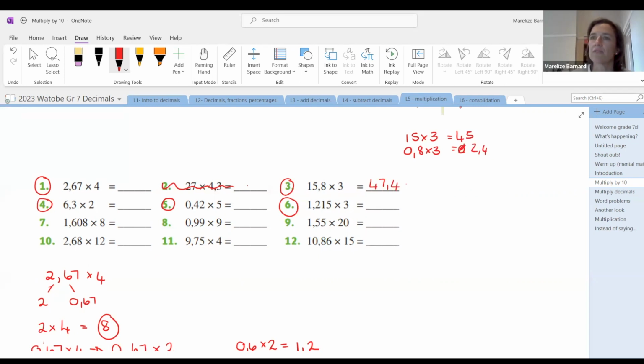Okay, put your answer in the chat for 6,3 times 2. 12,6. Okay, so 6,3 times 2. Let me just find a space to do it over here. So 6 times 2 gives me 12. And then 0,3 times 2 gives me 0,6. And that's 12,6. And then 0,42 times 5. 2,1.